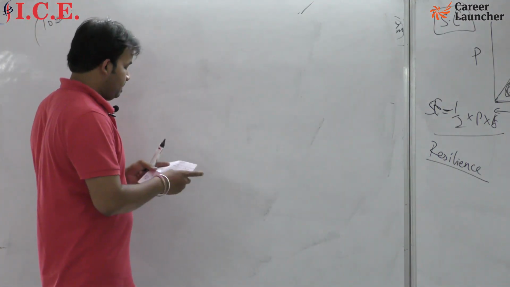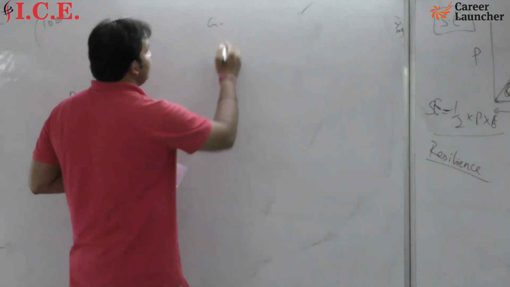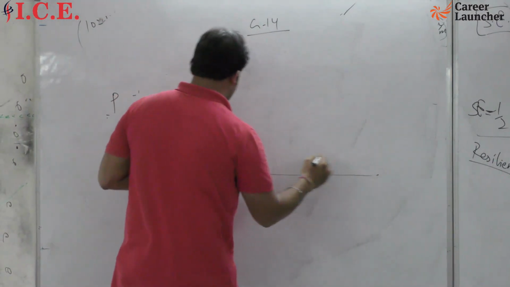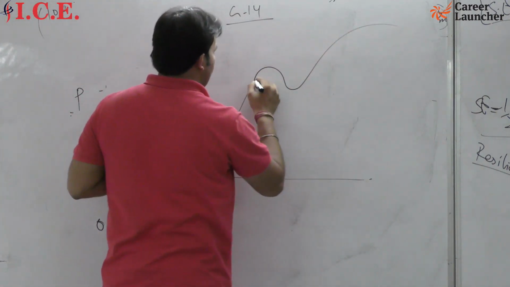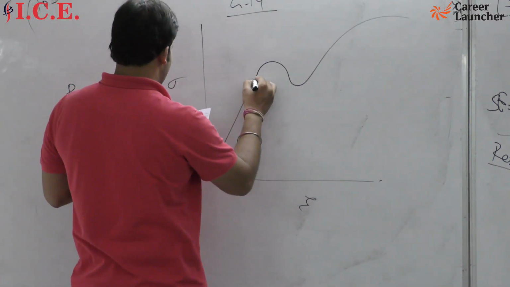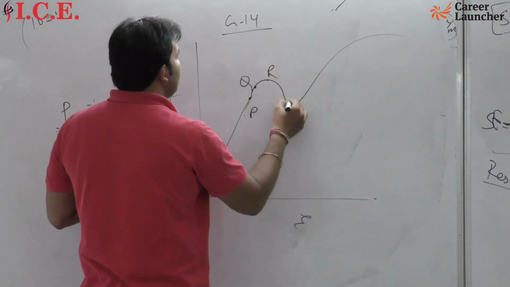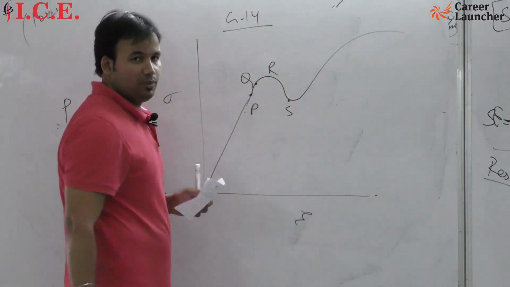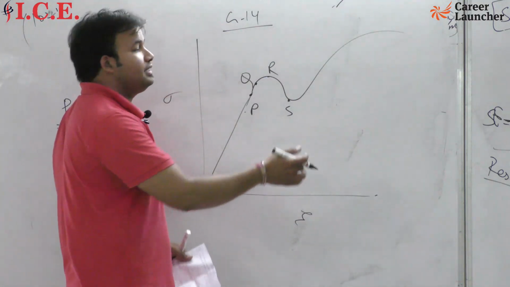Suppose there is a question in GATE 2014, and the question is, this is your stress versus strain diagram, and he asked about points P, Q, R and S. If he asks about points P, Q, R, then definitely we won't have any problem because we have already discussed these points.